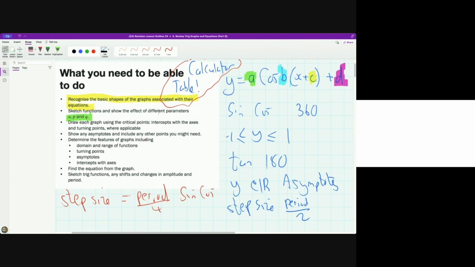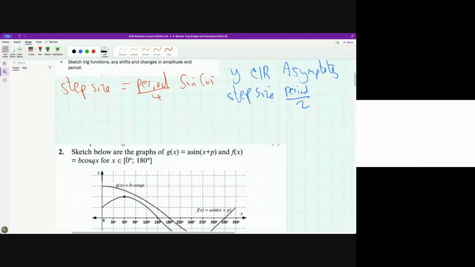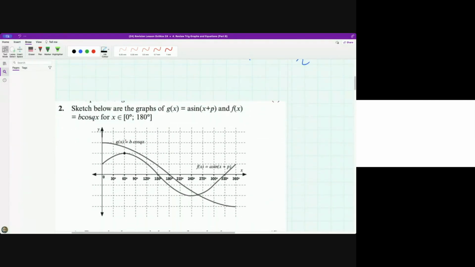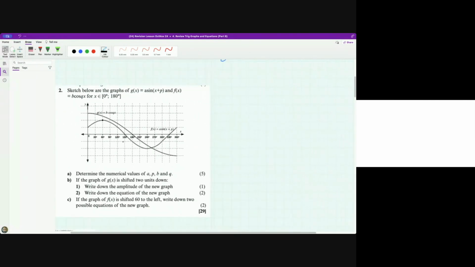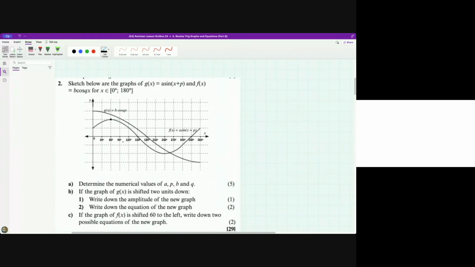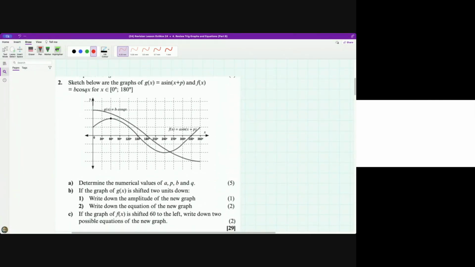Okay, so we want to have our calculators ready. Let me get my calculator on standby. Just to show you, I have it, and so I'm ready to do my trig graphing. Okay, let's look at a past exam question. That's quite a mouthful to start with, but let's just have a look. It says, sketched below are the graphs of g and the graph of f.